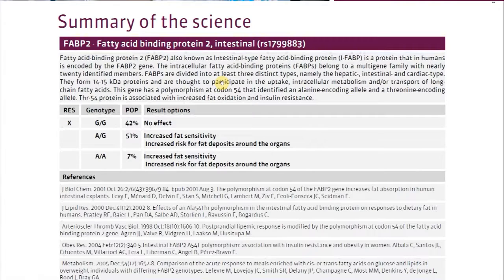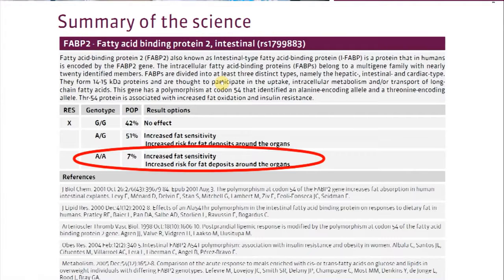Now, if your arrow would be here, then you would have an A on every letter on both genes. And that would be the case in 7% of people around you as well. And in that case, you would have increased fat sensitivity. So these people are more sensitive to the amount of fat that they eat. They gain more weight if they eat more fat than others. And also an increased risk for fat deposits around the organs.